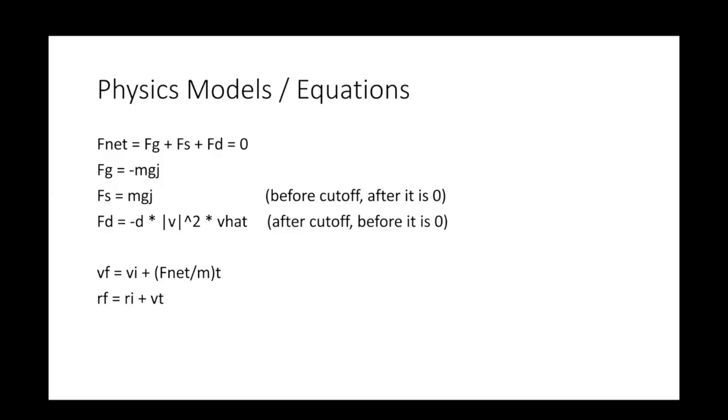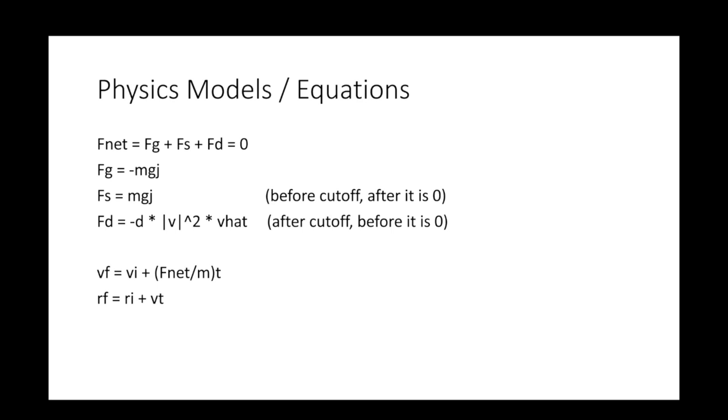These are the physics equations I'll be using. The net force is equal to the force of gravity plus the force of the slinky plus the force of drag. The force of gravity equals negative mass times gravity times j, where j is j hat, which is just the direction along y. The force of the slinky before the cutoff is just the opposite of Fg, which is mg j, and after the cutoff it's set to 0, because once the slinky is completely compressed, there's no more tension or spring force for the slinky to exert.